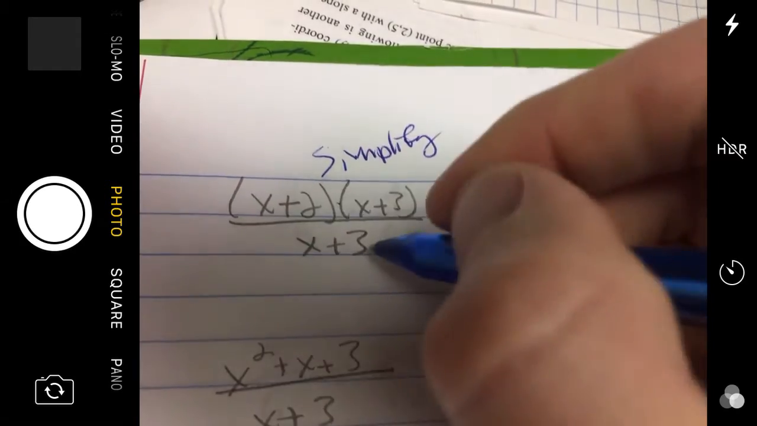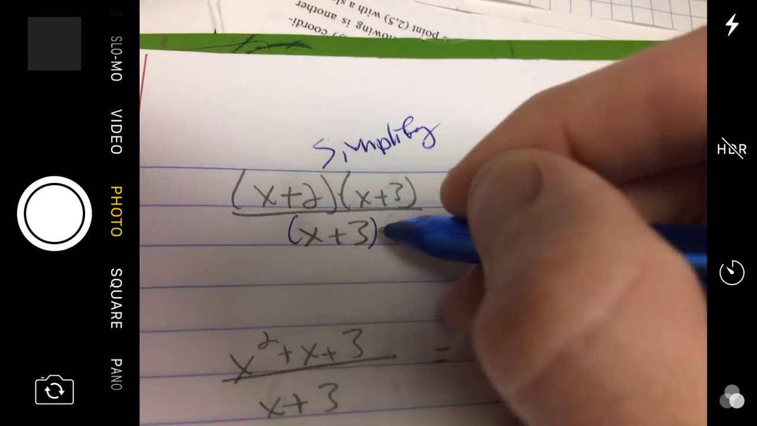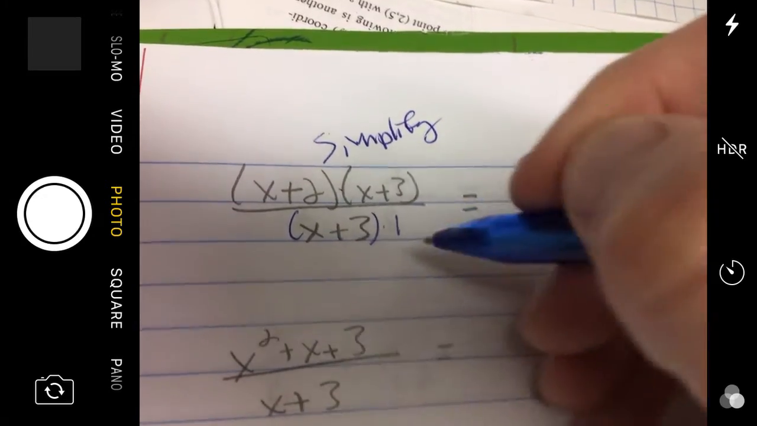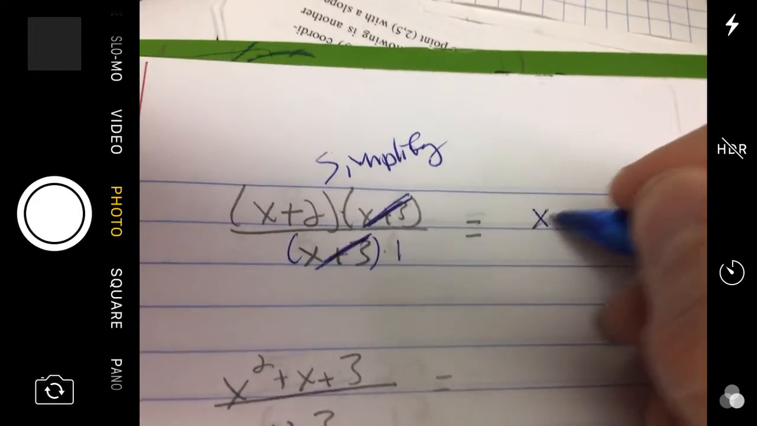So, in this, just to simplify this, these could cancel. Now, notice I don't have the parentheses on the bottom, but I could add them. Right, so you can imagine like the bottom times 1. Point is, it is multiplying on the bottom. So that and that cancel, and it just simplifies to x plus 2.